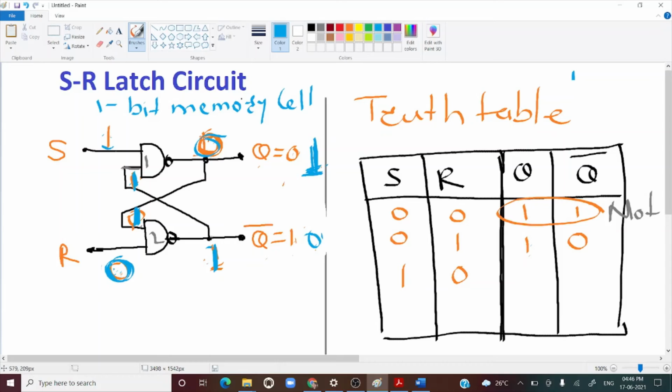Means by assuming both the conditions we have got this output, that is 0, 1. तो यहाँ टेबल में हमें क्या लिखना है, 0, 1. Q is 0 and Q bar is 1. ठीक है, so we have completed 3 conditions, and now the last one, that is S is 1 and R is 1. Once again I will erase these things.